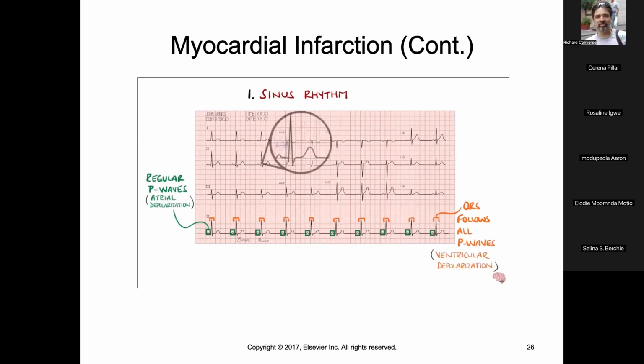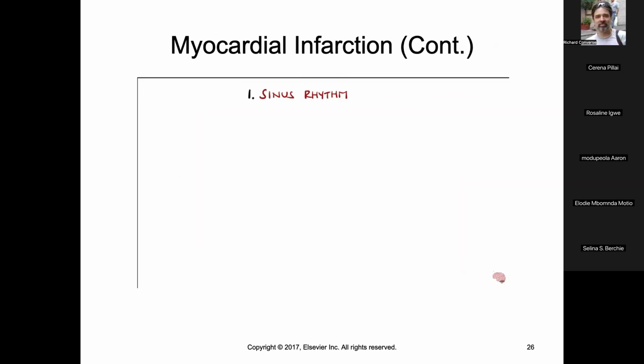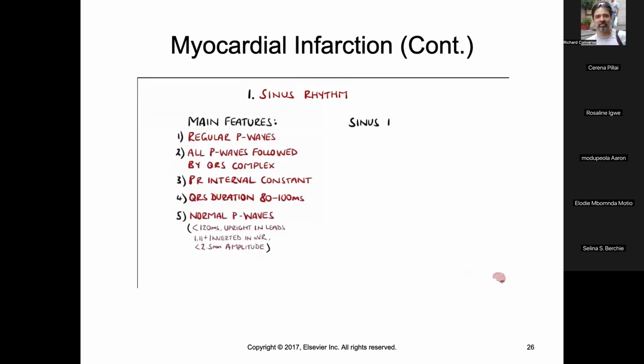The PR interval, which is the time between the start of the P wave and initiation of the QRS, remains constant throughout. The QRS complex itself represents ventricular depolarization and is normally narrow, typically between 80 and 100 milliseconds. In adults, if the rate is below 60 beats per minute, this is sinus bradycardia, and above 100 beats per minute is sinus tachycardia.